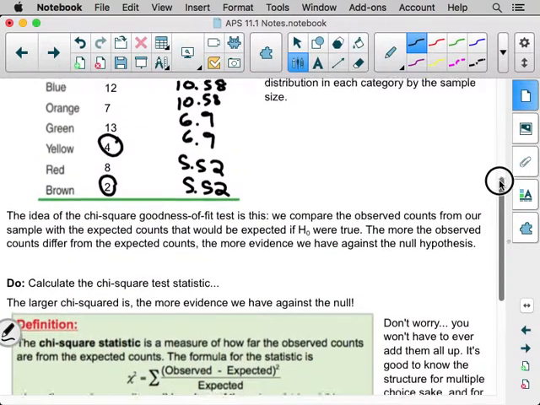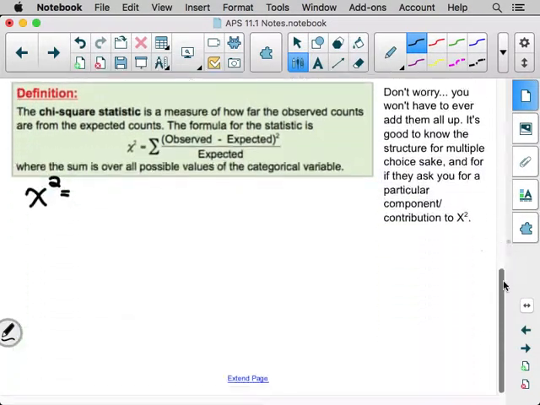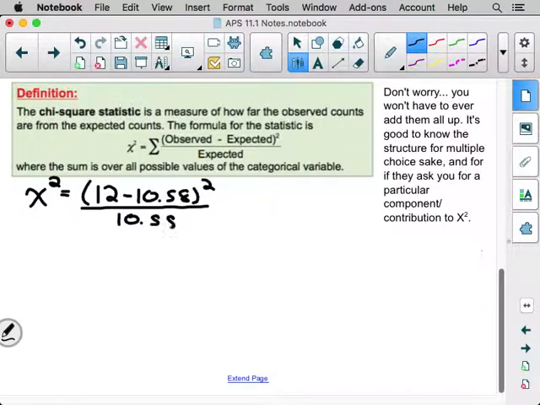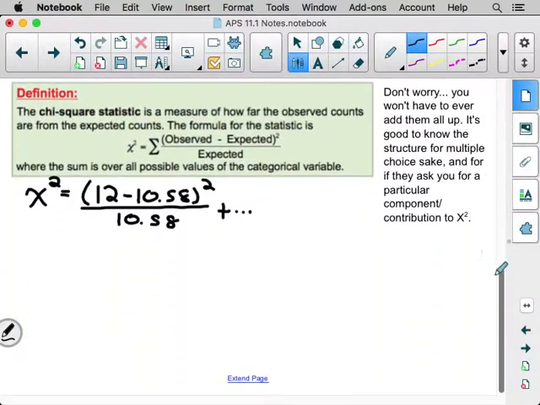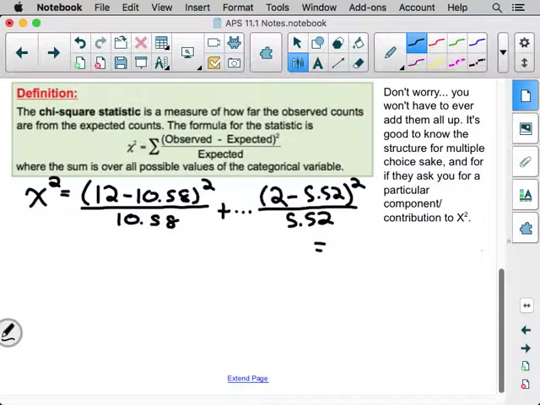setup looks like. For blue, that would be 12 minus 10.58, observed minus expected, squared, divided by expected. And then again, theoretically, you would have to do that for every single color. So brown would be observed, which is 2, minus expected, squared, divided by expected. And when you add those all up, that would give you your chi-squared test statistic.